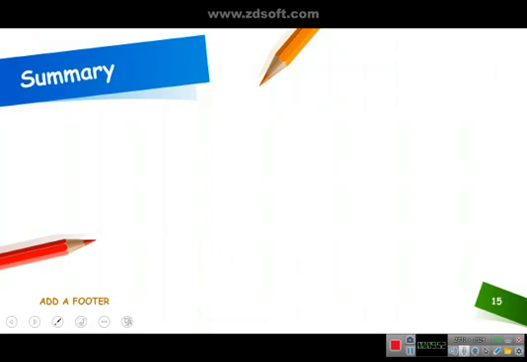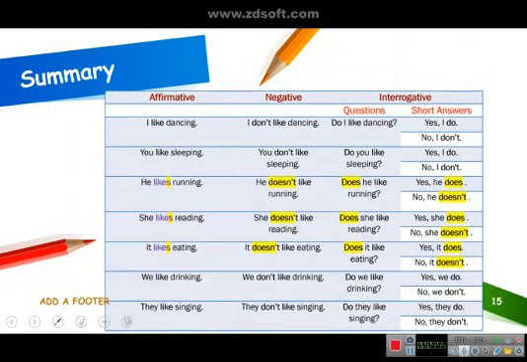To sum it up, finally, we will summarize what we have learned from this lesson by conjugating the verb like in the present simple affirmative, negative, and interrogative. I like dancing. I don't like dancing. Do I like dancing? Yes, I do, or no, I don't. You like sleeping. You don't like sleeping. Do you like sleeping? Yes, I do, or no, I don't.